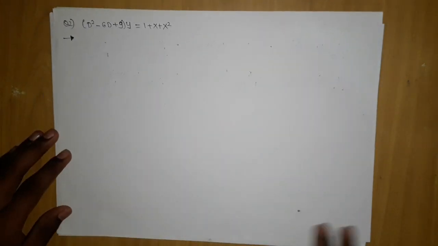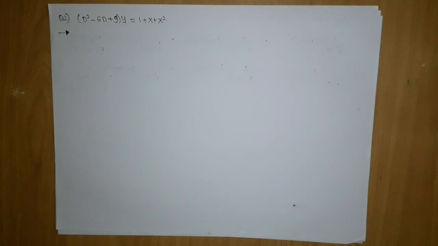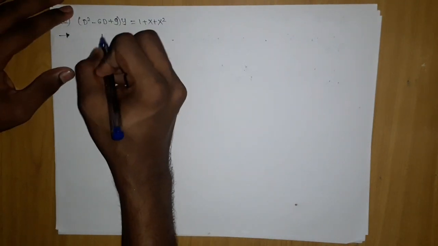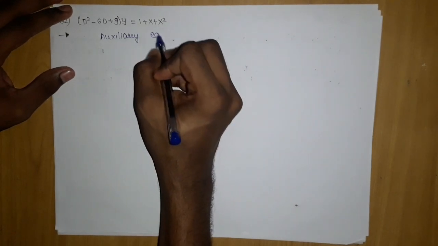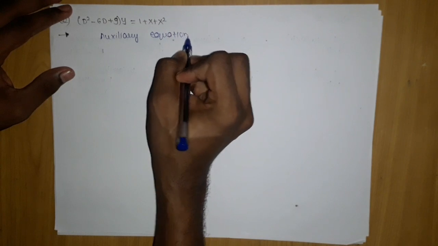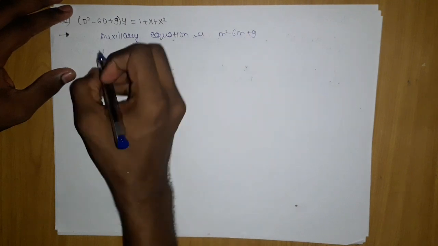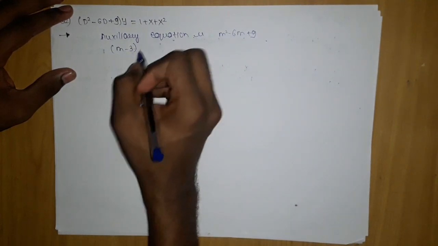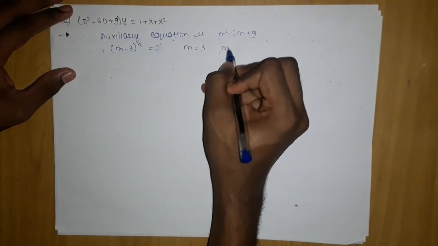The next question which we are going to take is this: D square minus 6D plus 9 into y equals 1 plus x square. What we are going to do is write the auxiliary equation. This question is very much the same as the previous one. The auxiliary equation is m square minus 6m plus 9. This is nothing but (m minus 3) the whole square. So we are getting m equals 3 and m equals 3.